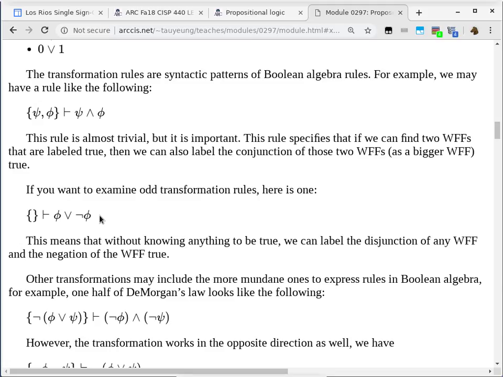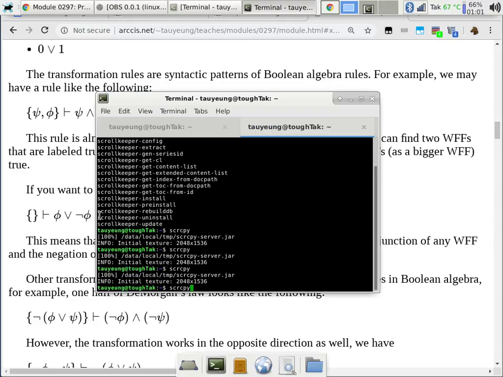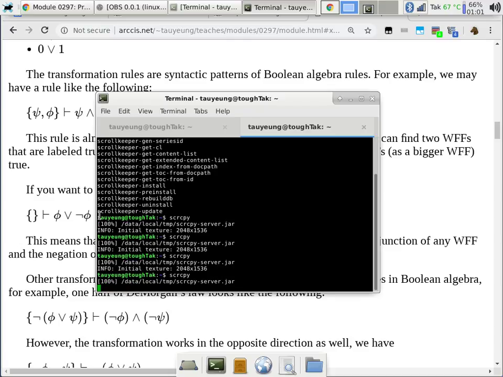So are we doing okay so far with this understanding? I think I skipped a little bit of what is a well-formed formula. So let's go back to the well-formed formula. To explain well-formed formula, let me start my tablet here.